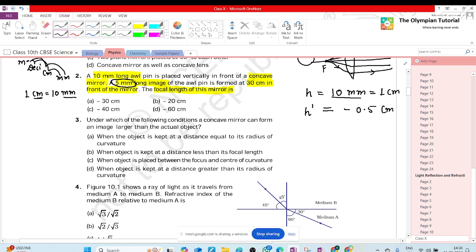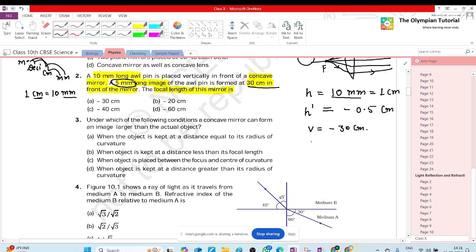Now, a 10 millimeter long pin is placed vertically in front of a concave mirror. A 5 millimeter long image of the pin is formed at 30 centimeter in front of the mirror. So what is 30 centimeter? Ma'am, the image is formed 30 centimeter in front. Oh, okay. Yes, ma'am. So V is equal to minus 30 centimeter.